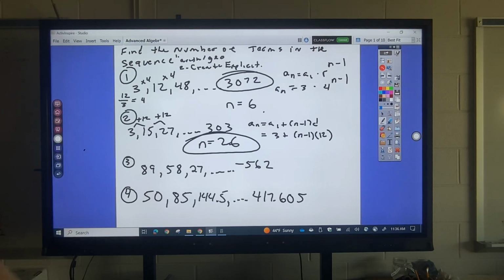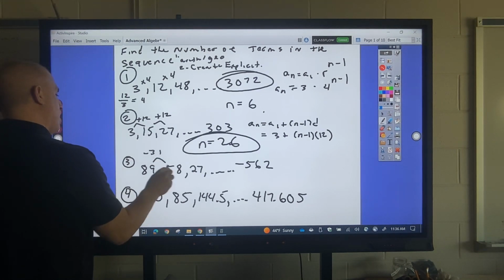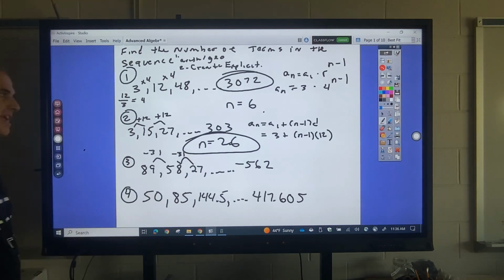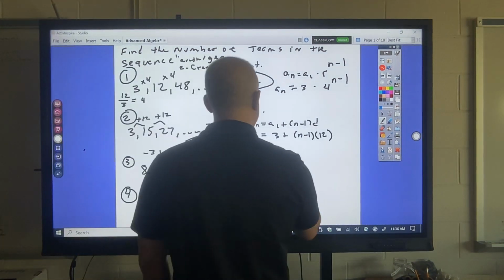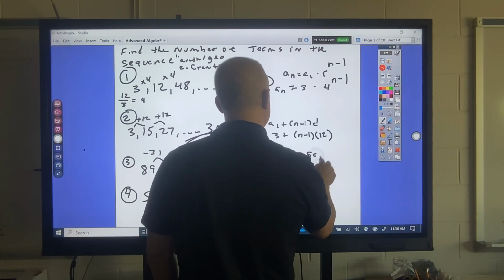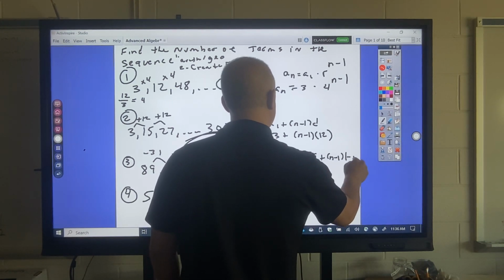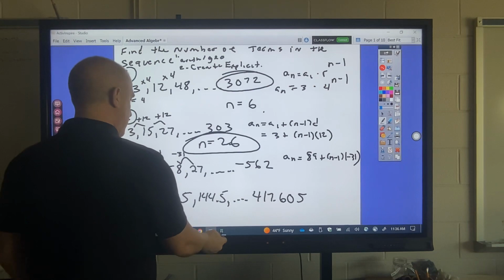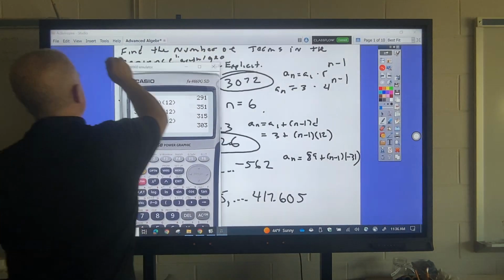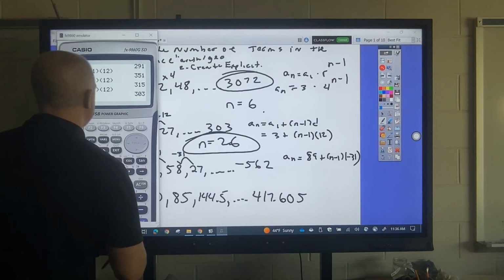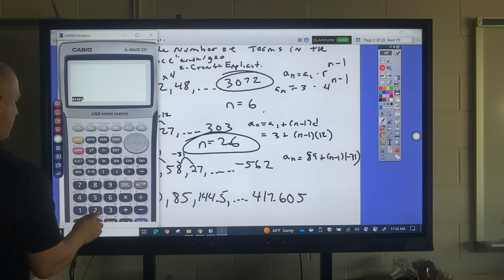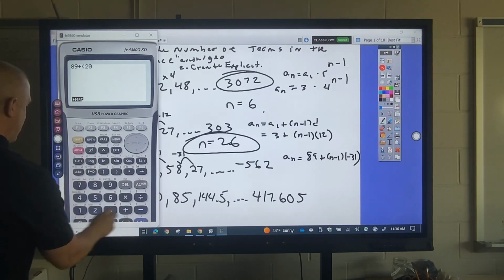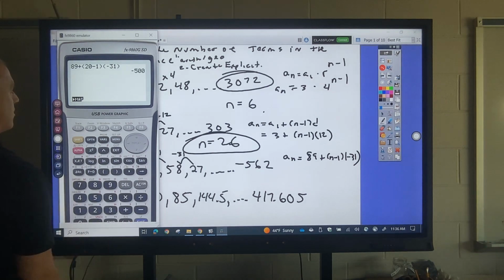This one, minus 31, minus 31. So this is an arithmetic one. I would set this up the same way. So I got 89 plus, let's say, (20 minus 1) times negative 31. It actually needs a little bit more. Let's go 25.